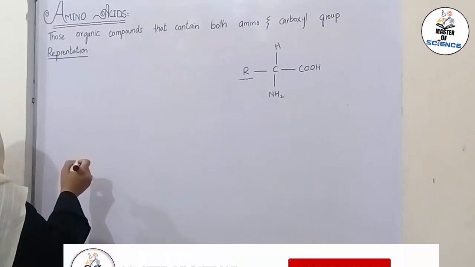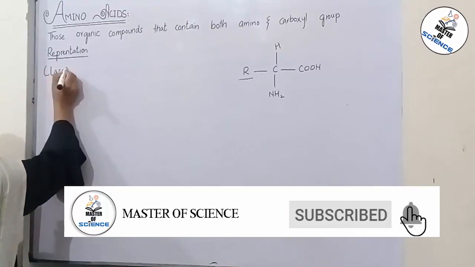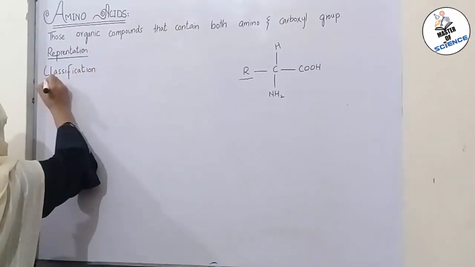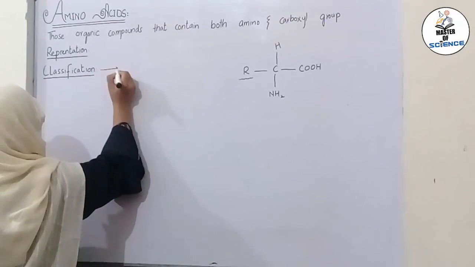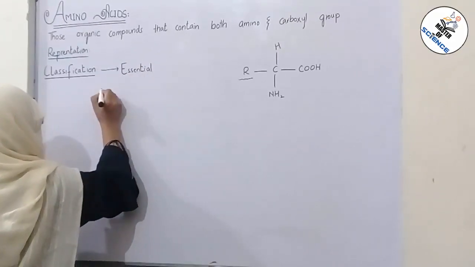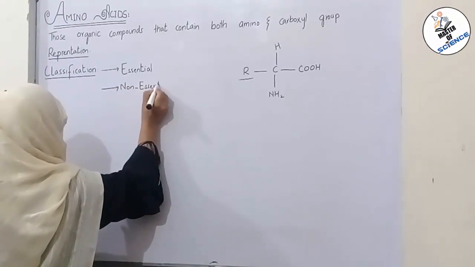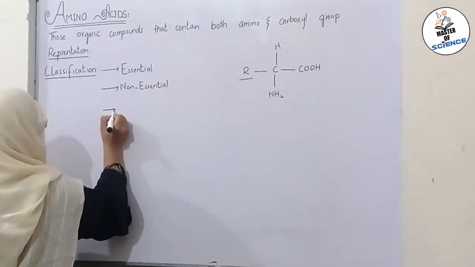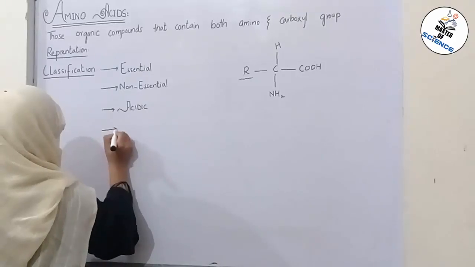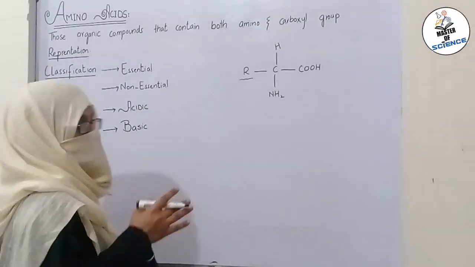Okay, next we will move towards its classification. Amino acids are classified into four different types. First of all, they may be essential amino acids, they may be non-essential amino acids. Third, they may be acidic amino acids, and fourth, basic amino acids. Now what are essential amino acids?